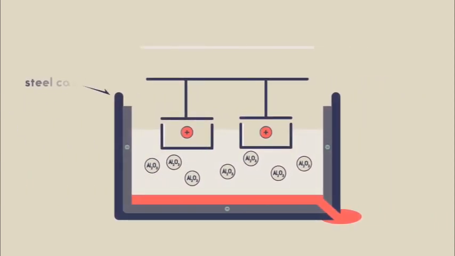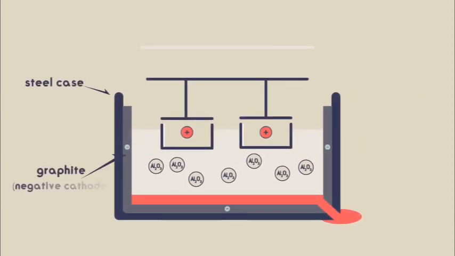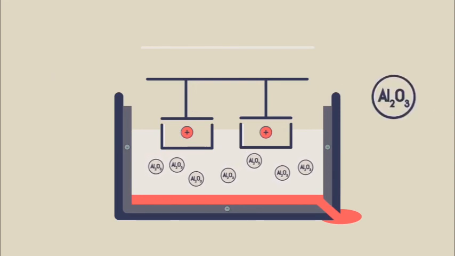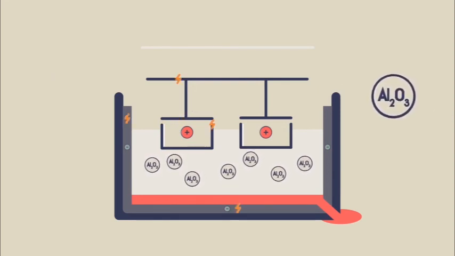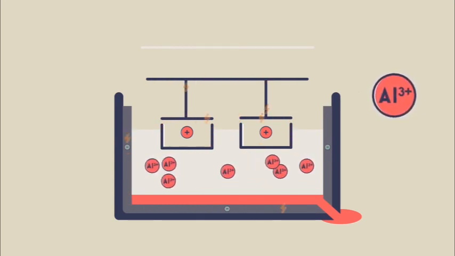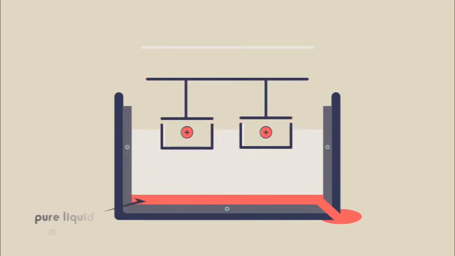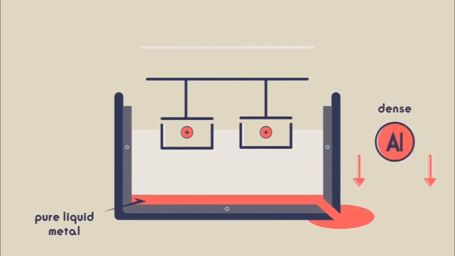The steel case is coated with graphite, providing the negative cathode. The positive anodes are immersed in the molten cryolite and are also made of graphite. Remember that graphite is a form of carbon. When the battery is turned on and electricity flows, the aluminium from the aluminium oxide in the cryolite forms at the negative cathode and sinks to the bottom of the tank. Here, it can then be tapped off as a pure liquid metal. The aluminium sinks because it is more dense than the aluminium cryolite solution.